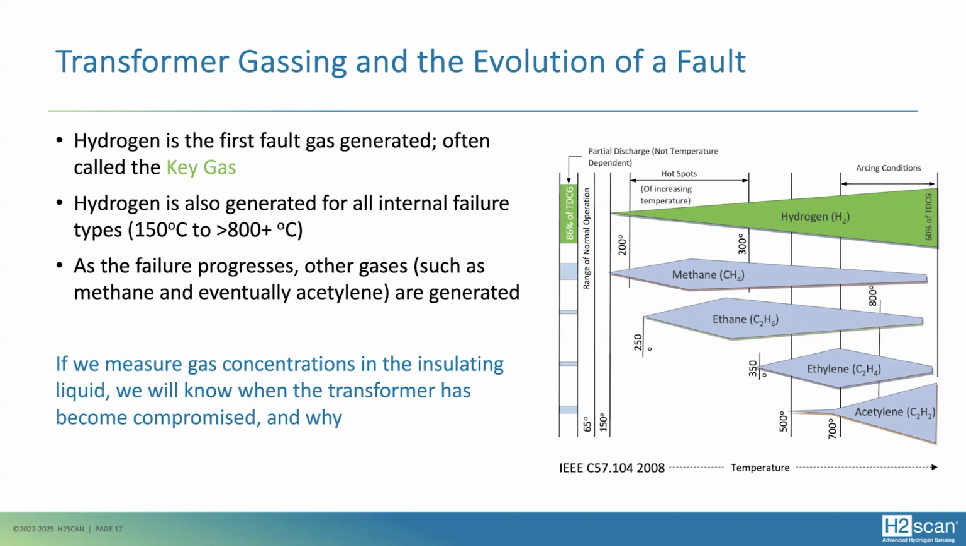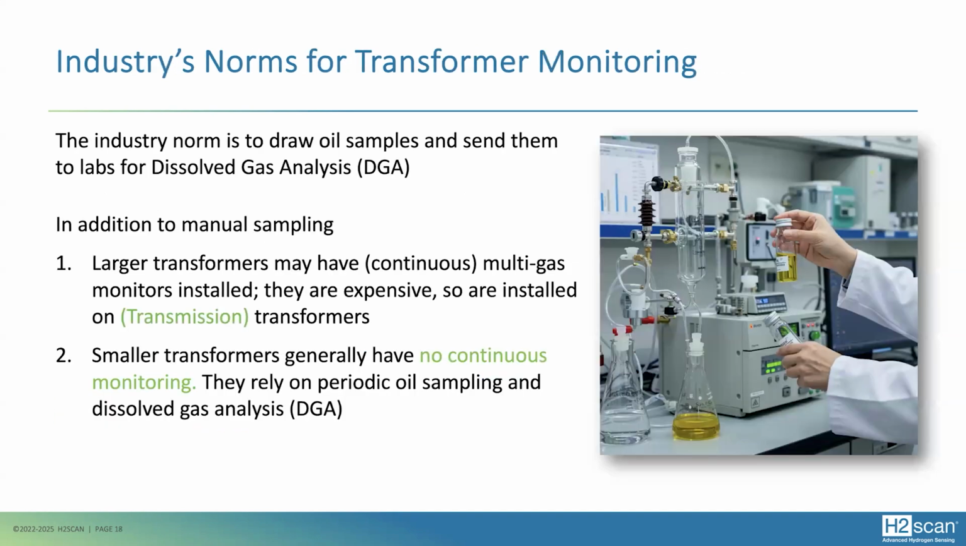So if we're measuring gas concentration, we'll know when the transformer has become compromised. And I use the word pretty quickly, not real time. We're not SCADA, we're not protection, but we'll know pretty quickly, within hours or within a day, depending on how we've set up our monitoring. We'll know that the transformer has become compromised. And of course, if we know all the gas concentrations, we'll know what caused the fault, what the nature of the fault was.